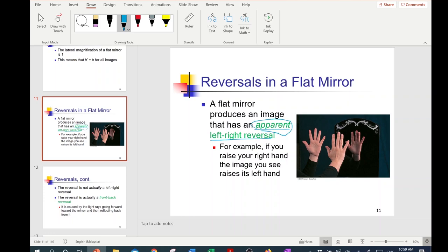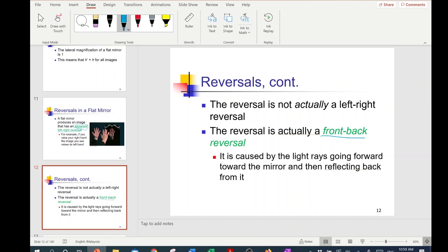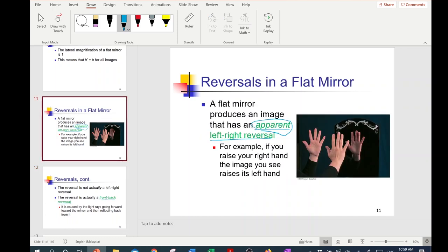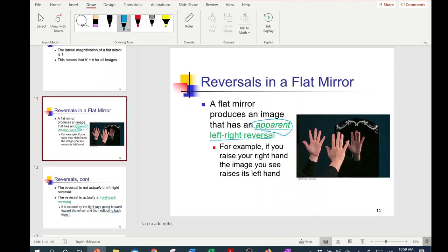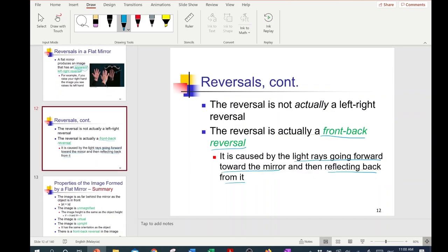The actual term for this type of reversal is front-back reversal. And why is that? Because light rays going forward toward the mirror will be reflected back from it. As you can see from this image, what you see in the image here is the front side of the hand, but the object that you see from here is actually the back. So it is actually a front-back reversal, not left-right reversal. That is the correct term: front-back reversal.